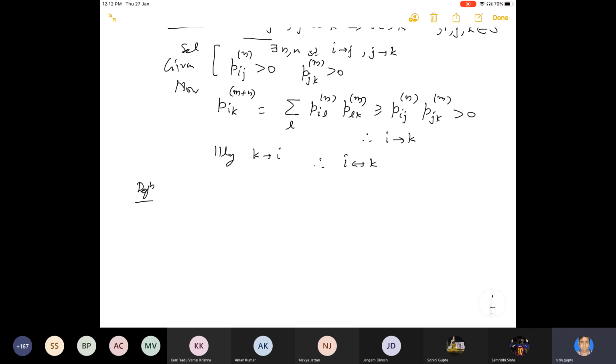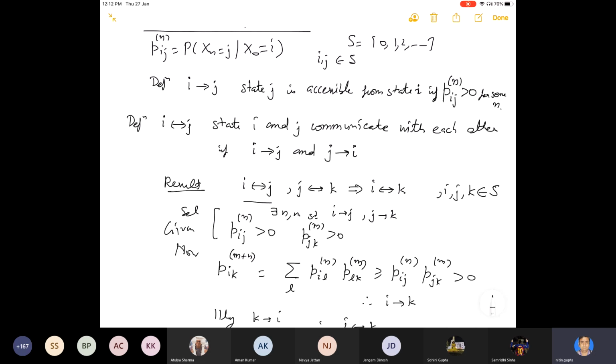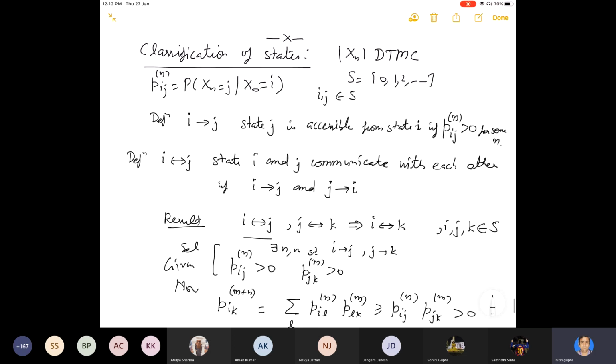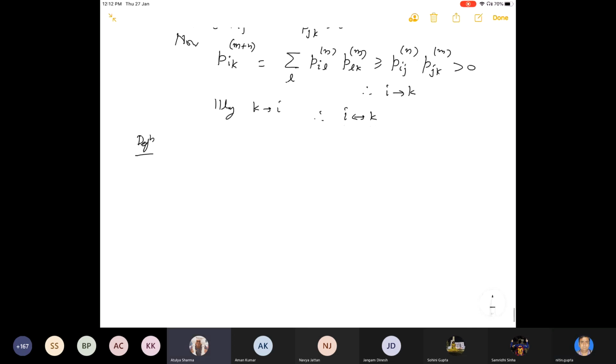Okay, any question here? So this property is only for DTMC, right? Yeah, because we are now talking about the discrete time Markov chain. So for others, whatever you define for that, you have to verify those. This is basically for discrete, because we are now doing the discrete time Markov chain only. Okay, sir.